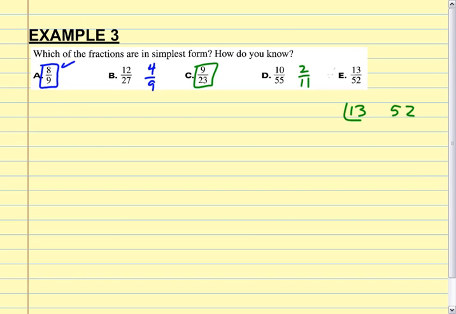Okay? But you're saying 13 goes into 13? 13 times 1 is 13. 13 times what gives me 52? 4. The fraction is 1 over 4. Nice. Nicely done. You have to check all of them, okay? It may be the number itself that goes into both of them, right? And that'll help us reduce.